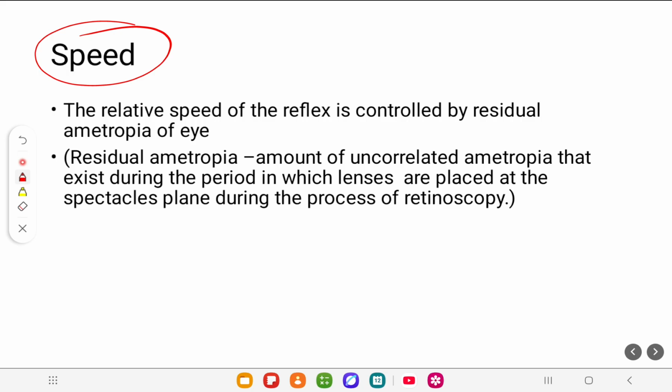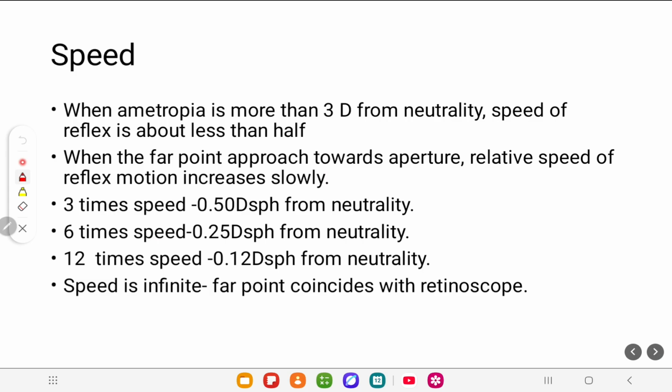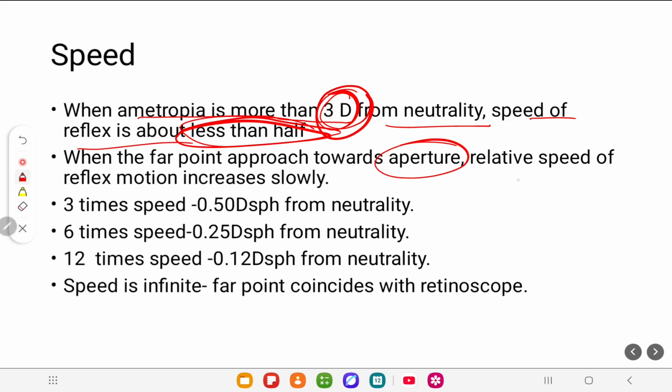Okay, the relative speed of the reflex is controlled by the residual ametropia. The residual amount of uncorrected ametropia exists during the period of lenses placed in the spectacle during retinoscopy. This is, I think, from Boris. I'll just read it, and you try to understand this concept. When ametropia is more than 3 diopter, from the neutrality, the speed of the reflex is less than half. Very important. When the far point approaches towards the aperture, meaning neutralization, the relative speed of the reflex increases slowly.